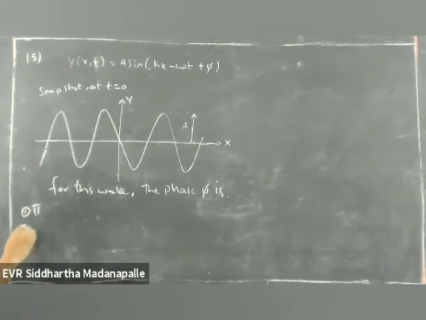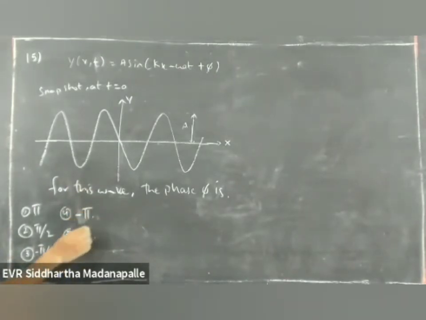Pi by 2, minus pi by 2, and the fourth one 0. Fifth option 0.